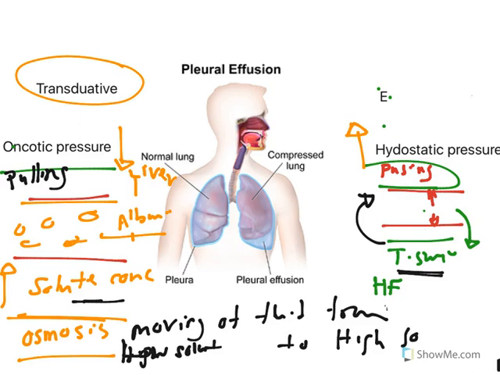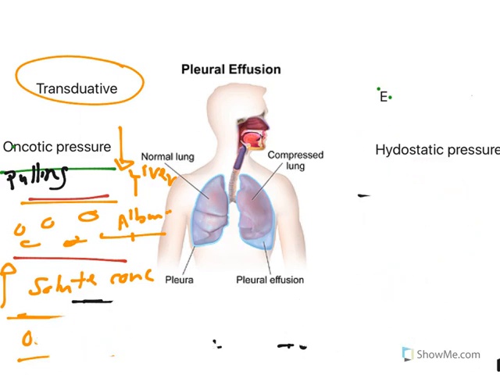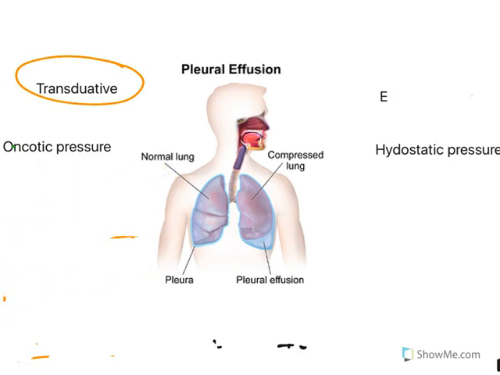If the patient for any reason has a disease that causes the oncotic pressure to go low, like what? We said the liver is the organ that makes albumin. So if the patient has cirrhosis, the liver does not function properly, the liver has actually died, so the patient cannot produce albumin.